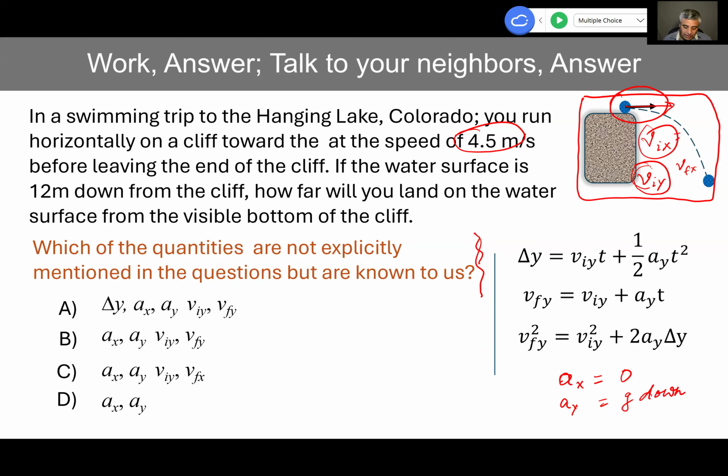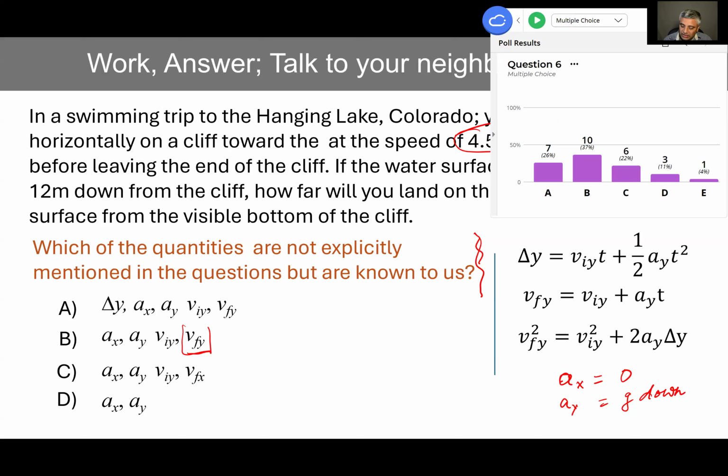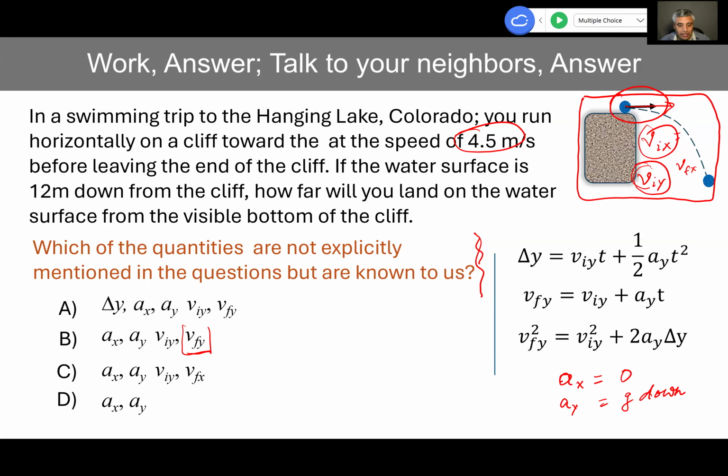So in this case, unfortunately, many of you chose this Vfy as well. The final velocity, in this case, you don't know. For that, you need to use a kinematic equation actually, okay? So it looks like not very good choices here. So that's why I bring this kind of question. These are challenging questions, right? So we need to think and think harder sometimes, okay?